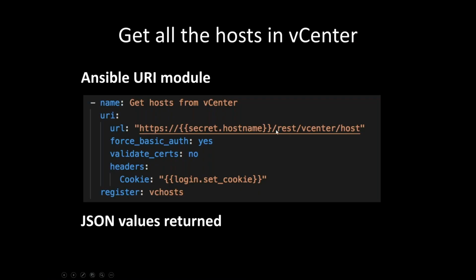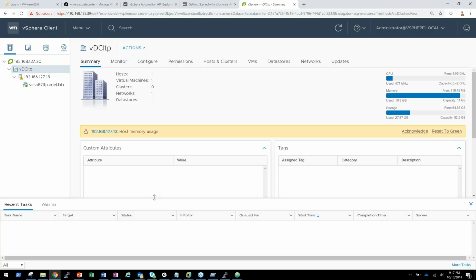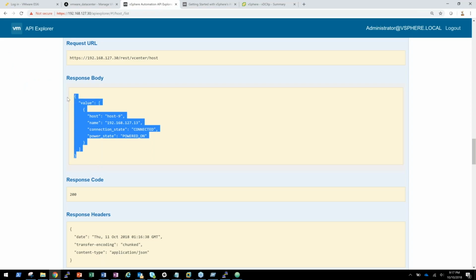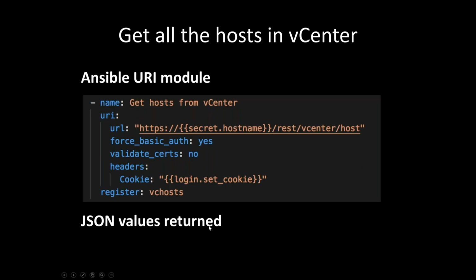So that's what we're doing. We're basically doing that call and we're telling it, hey, use that login cookie to do that call. And with that, if that works okay, register that result as this variable called VC hosts. And basically this VC hosts is literally this code that you see here, although in a JSON format.